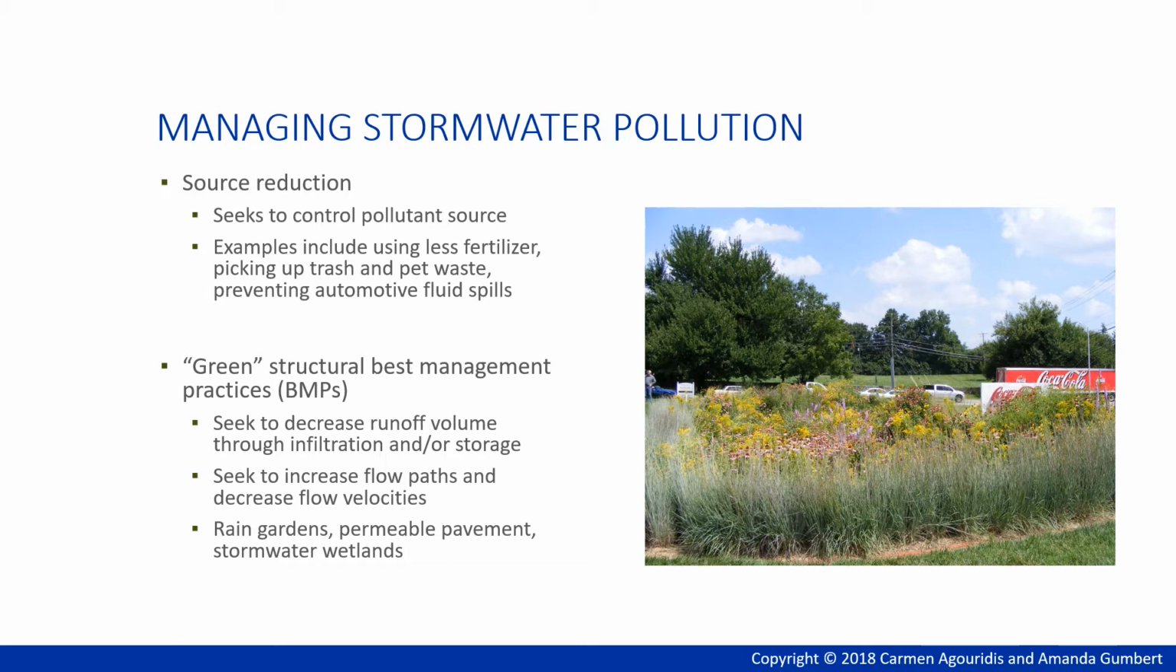Green structural BMPs seek to reduce the impacts of stormwater through a structural control, such as rain gardens, permeable pavement, bioswales, stormwater wetlands, and the like. These controls are designed to decrease runoff volume, largely by increasing infiltration and storage in the soil, and by increasing the time it takes for runoff to reach streams by lengthening flow paths and decreasing flow velocities.